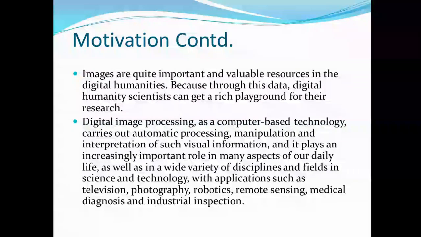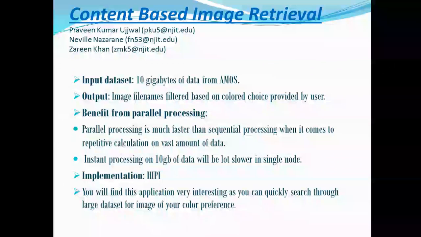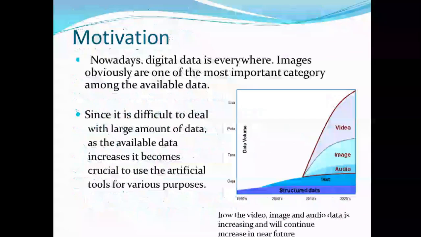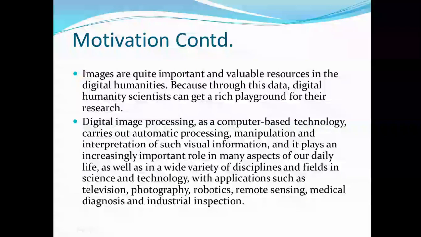What is digital image processing? Digital image processing is basically a computer-based technology that carries out automatic processing, manipulation, and interpretation of visual information. Its importance is continuing to increase in many aspects of our daily life, as well as in a wide variety of disciplines and fields in science and technology.